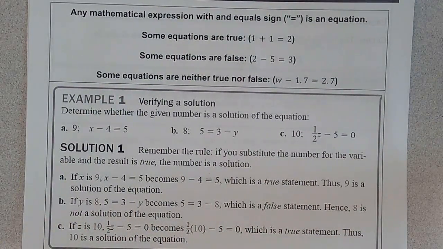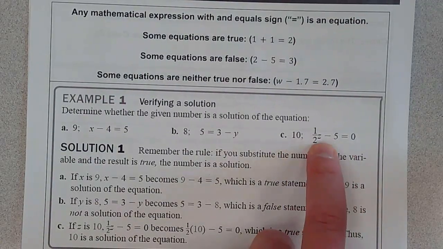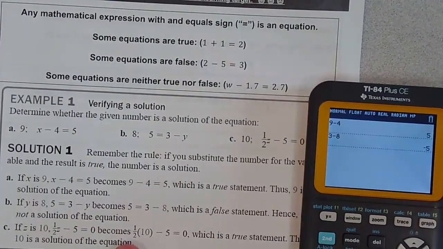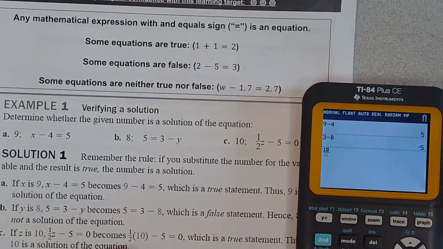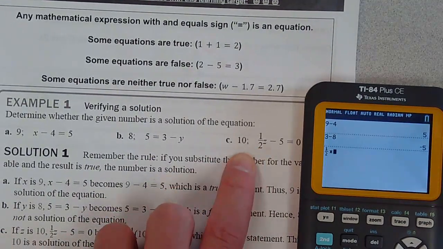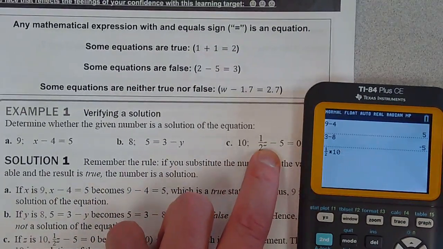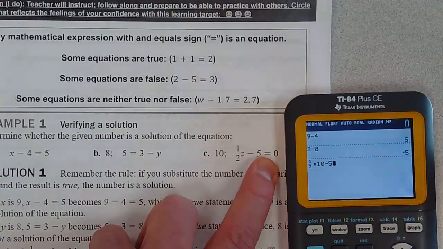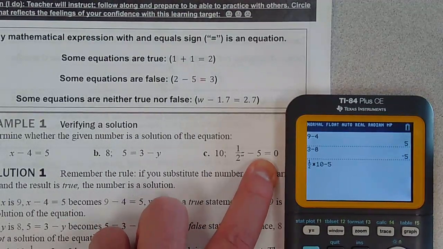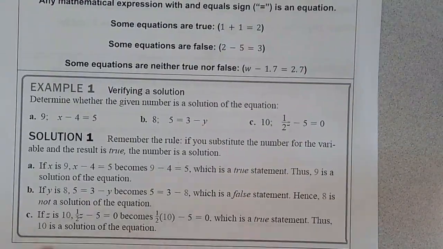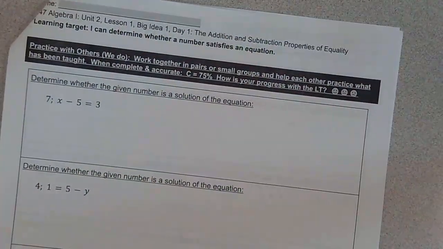One last one. 1/2 times z minus 5 equals 0. Does 10 work for z there? All right. A number next to a letter means multiply, so I'm multiplying 1/2 by, instead of a z, a 10, then minus 5. If I get 0, good. If I don't get 0, it's not a solution. I got 0. So 10 makes it a true statement. 10 is a solution. So that's what we're doing today.